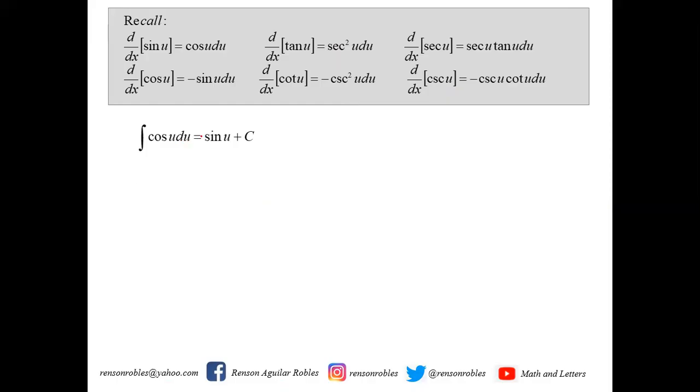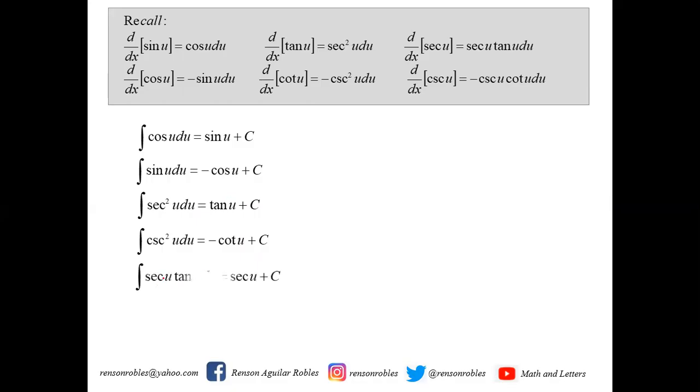And using this relationship, we can now say that the integral of cosine of u du is sine of u plus c. Integral of sine u du is negative cosine u plus c. We also have the integral of secant squared u du is tangent u plus c. The integral of cosecant squared u du is negative cotangent u plus c. And then the integral of secant u tangent u du is secant u plus c. And finally, we also have the integral of cosecant u cotangent of u du is negative cosecant u plus c.